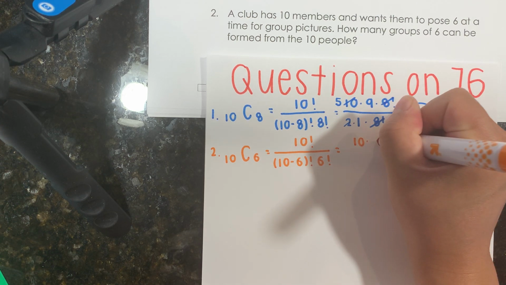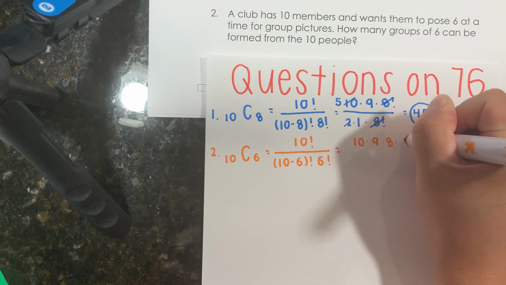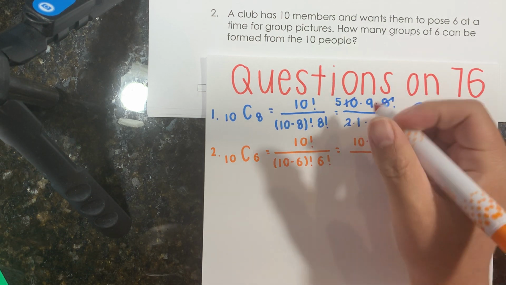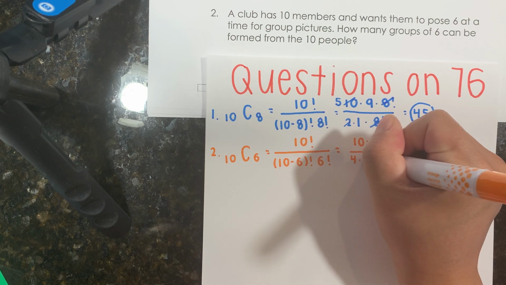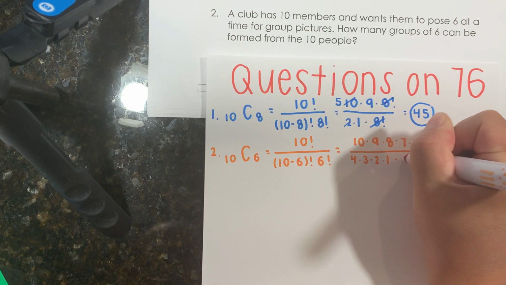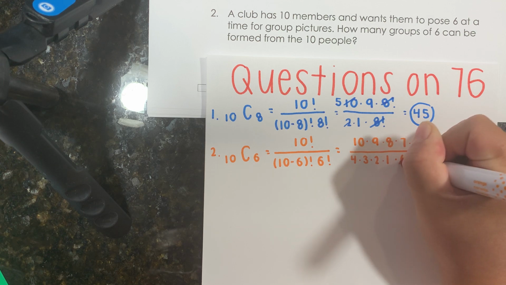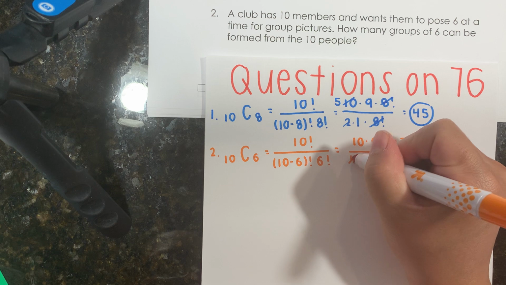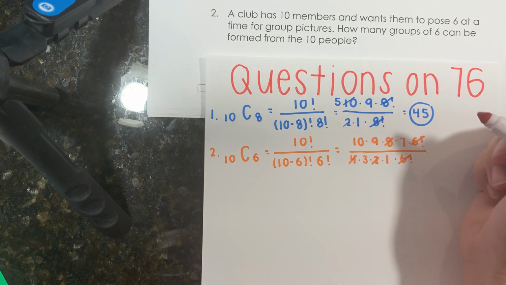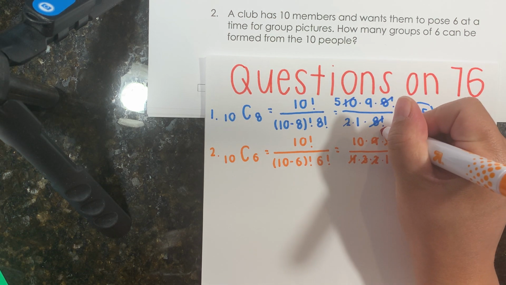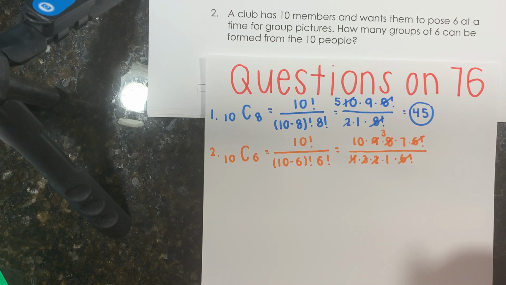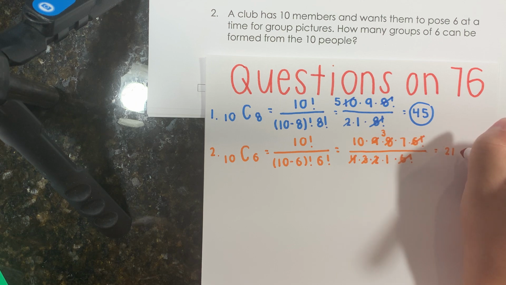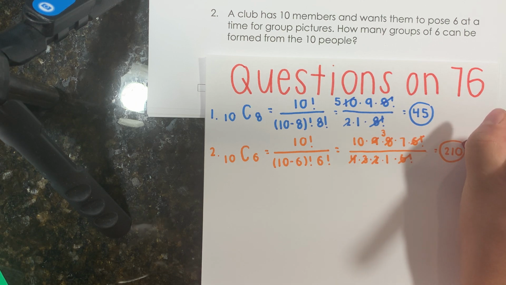So 10, 9, 8, 7, 6 factorial over 4, 3, 2, 1 times 6 factorial. So the 6 factorials are going to cancel. And then 4 times 2 is 8, and then 3 goes into 9 3 times. So we really have 30 times 7, which would be 210.